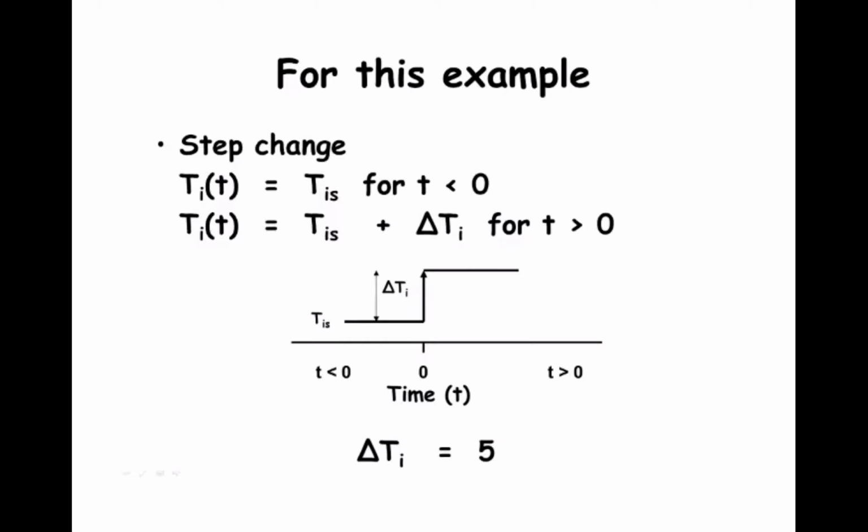Today we will use step change input for the fluid heater problem. Inlet temperature Ti is TIS at time t less than 0. It is common to assume that any change happens at time t equals 0 or later. So at any time before t equals 0, the inlet fluid temperature is TIS, which is the steady-state temperature. At t equals 0, the inlet fluid temperature changes by a step change delta Ti. In this problem, the inlet temperature stays at the new fluid temperature, which is TIS plus delta Ti. For this example, we set delta Ti to be 5 degrees Celsius.